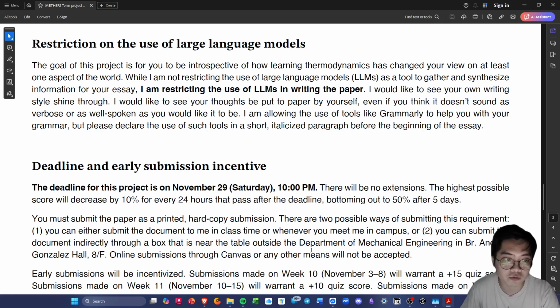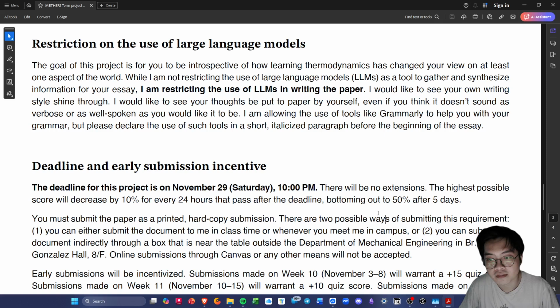The highest possible score will decrease by 10% for every 24 hours that pass after the deadline, bottoming out to 50% after 5 days. That means starting November 30, right? Or starting November 29, 10:01 p.m. If I receive your paper, your maximum score will be 90%, right? If it's November 30, 10:01 p.m., that will now be 80%. So on and so forth until I receive your submission, right? It will bottom out to 50% after 5 days. So for example, after 6 days, you submit your paper, your maximum will still be 50%.